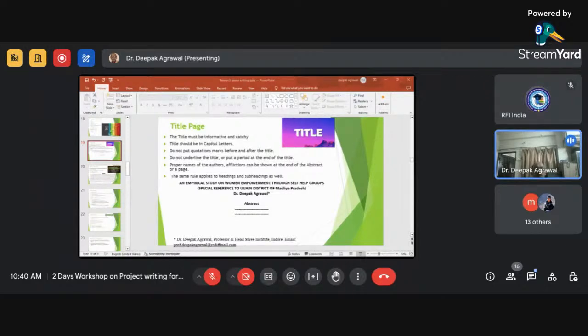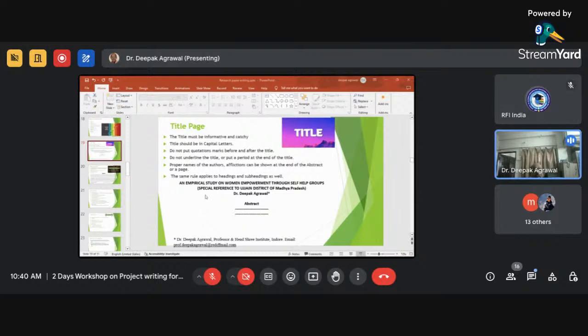So you can go through the title: An Empirical Study on the Women Empowerment through Self-Help Groups, with special reference to Ujjain District of Madhya Pradesh. Madhya Pradesh should be capitalized over here. It's an error from my side. This is the author. We have a single author, and after the abstract we are providing the affiliation of the author.